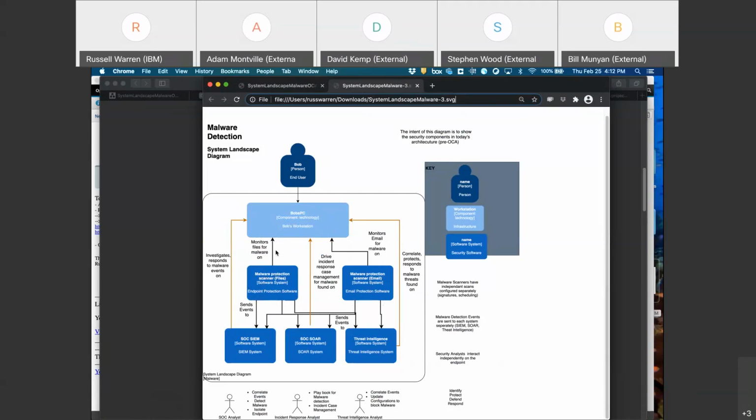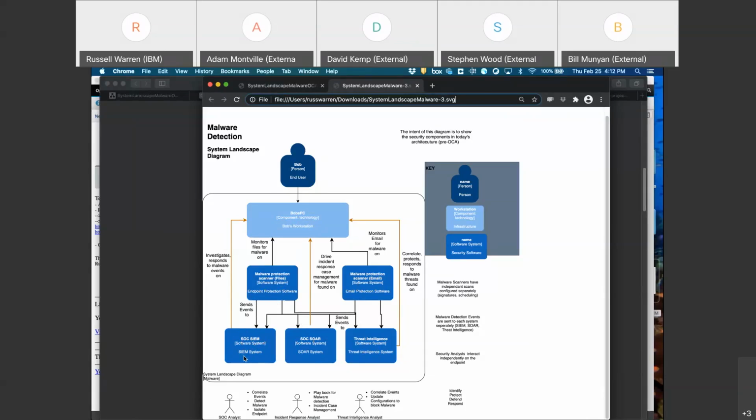Then I tried to draw in what happens next. When these systems find malware or scans, they send events out, and they continue to send events out. A SIM will catch it, a SOAR could possibly deal with it, and a threat intelligence system definitely will collect it. So these are the systems that will get events from these two types of scanners. I just put these three down. These are the only three I took out of our architecture that seemed relevant for the malware use case. There may be more, but I thought I'd start with these.